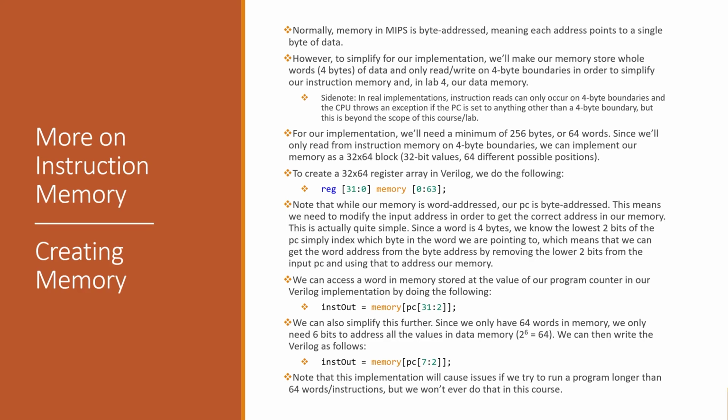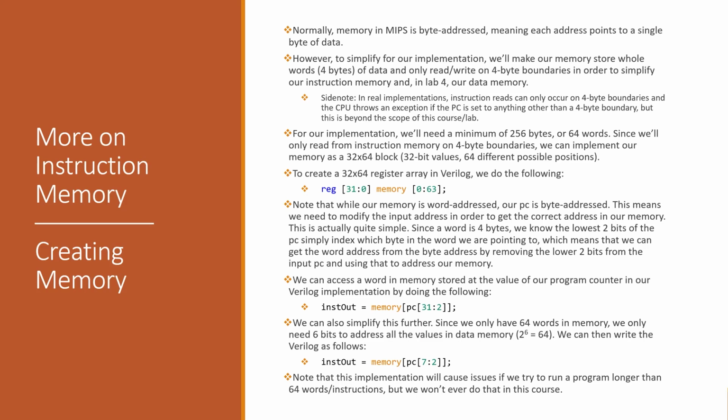However, to simplify for our implementation, we'll make our memory store whole words of data and only read and write on these 4-byte boundaries. This will simplify our instruction memory and, in Lab 4, our data memory. For our implementation, we'll need a minimum of 256 bytes, or 64 words. Since we'll only read from instruction memory on 4-byte boundaries, we can implement our memory as a 32 by 64 block, with 32-bit values and 64 different values to choose from.